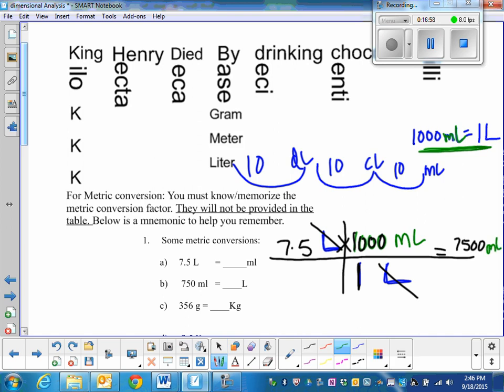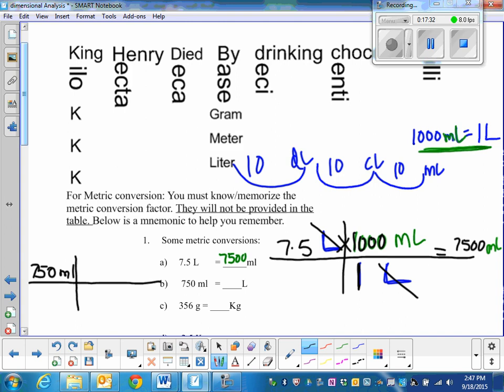So what is the answer to this question? It is 7,500 milliliters. Do you understand the process? Okay. So let's do the next problem. What do I do first? What should I write? Should I always write my given? Is it 750 milliliters? So what do I do? I draw my track.